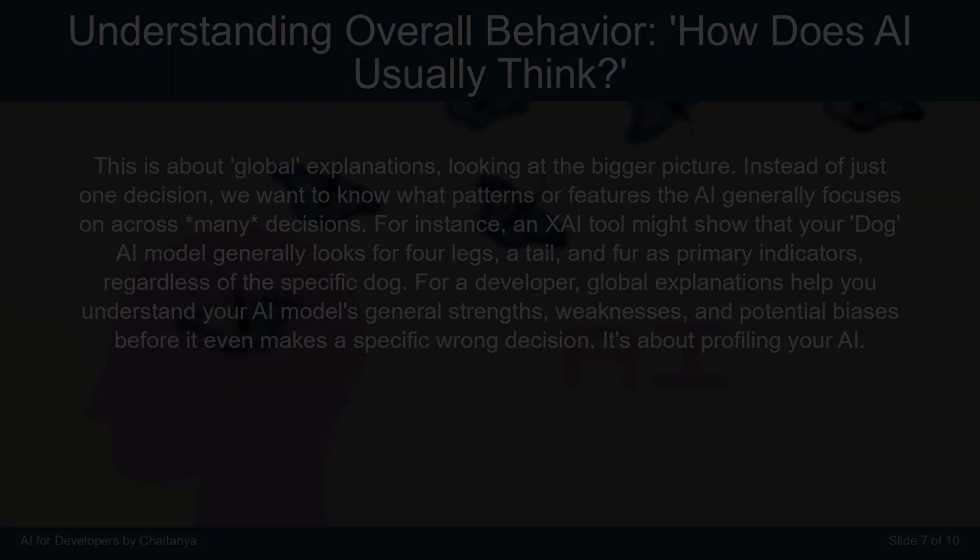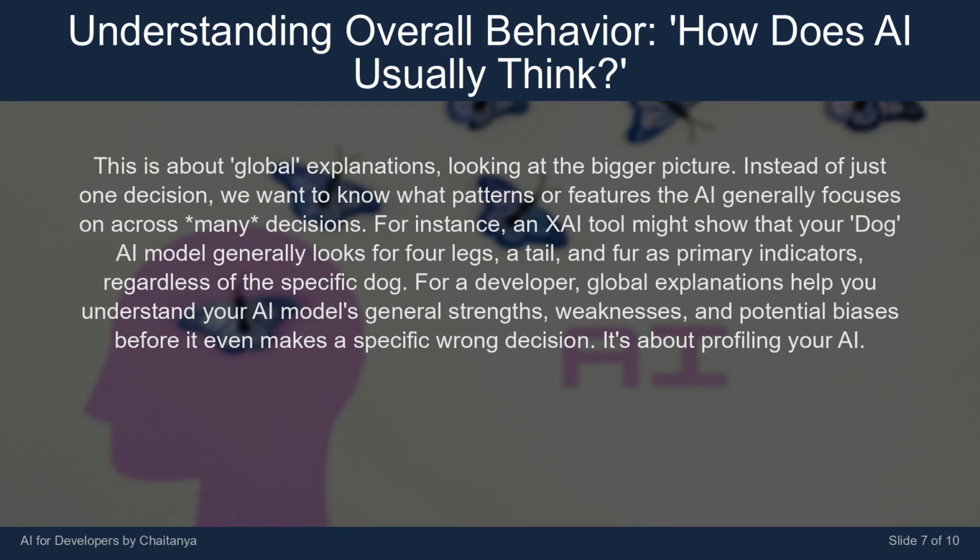This is about global explanations. Looking at the bigger picture, instead of just one decision. We want to know what patterns or features the AI generally focuses on across many decisions. For instance, an XAI tool might show that your dog AI model generally looks for 4 legs, a tail, and fur as primary indicators, regardless of the specific dog. For a developer, global explanations help you understand your AI model's general strengths, weaknesses, and potential biases before it even makes a specific wrong decision. It's about profiling your AI.